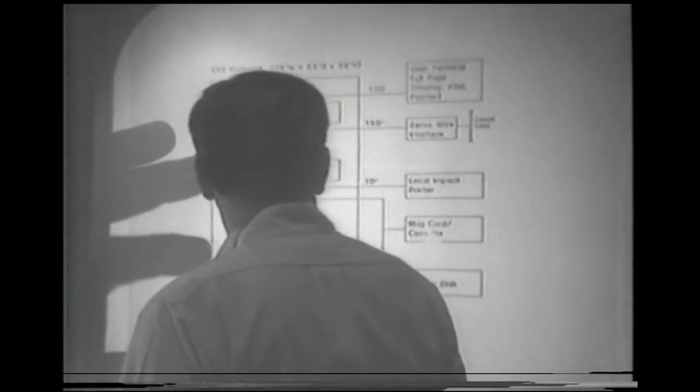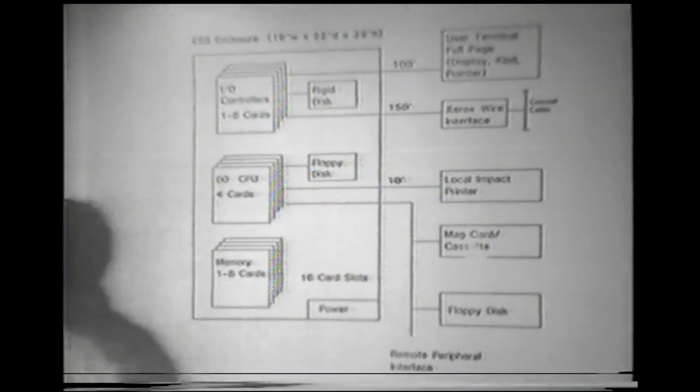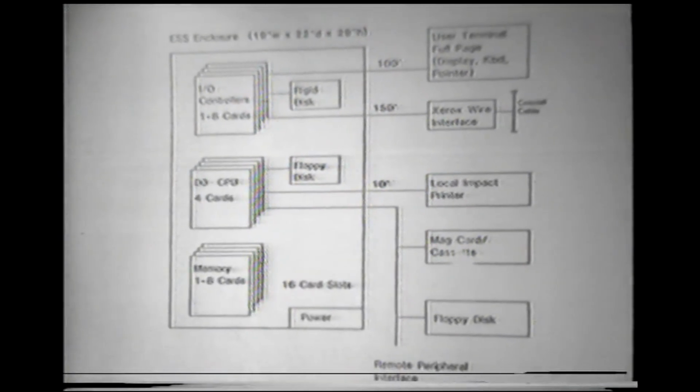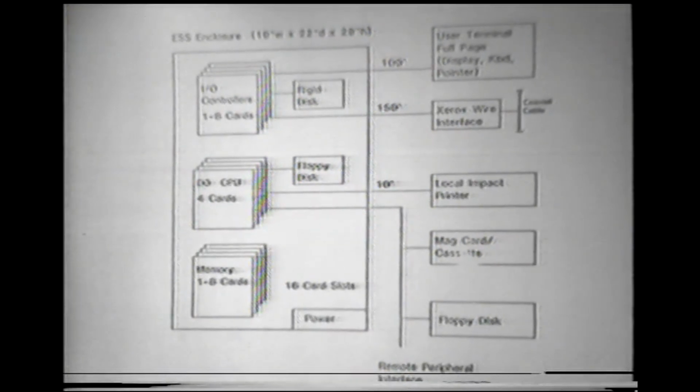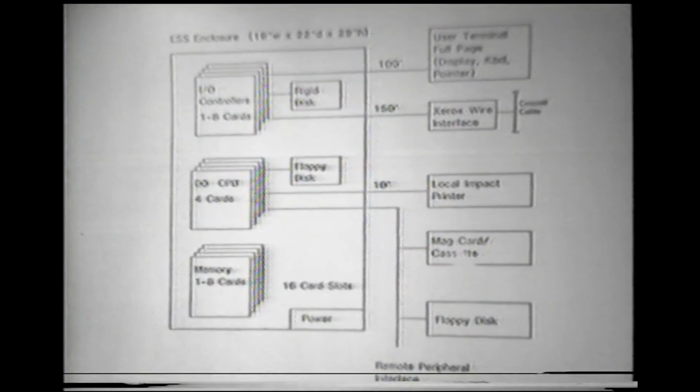The thing that is being built in EOD is the thing called the ESS, the electronic subsystem. And this thing is a box. Looks remarkably like an Alto. It's 19 by 22 by 29. It has a 16-slot backplane in it for these 11 by 14 cards.